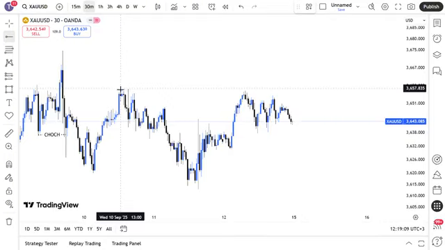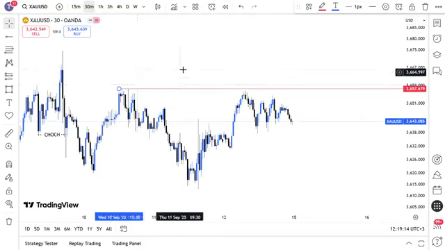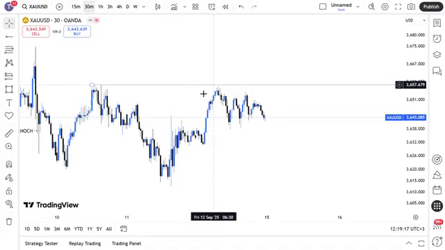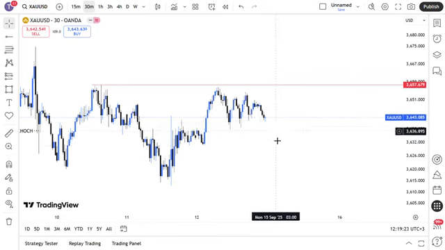This is now our strong high, and if gold takes out this high, we will be looking for buys to the upside. So currently gold is reacting from this high. This is the strong high. So we will wait and see what gold will be doing.